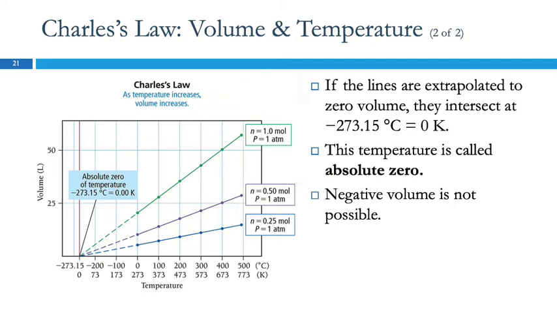So that temperature is called absolute 0 Kelvin. That is the temperature at which a gas would have 0 volume. You can't get any smaller than nothing, right? You can't have negative volume. So when we use the Kelvin scale, we don't end up with an intercept in our equation for the line, because it'll go through the origin at 0.